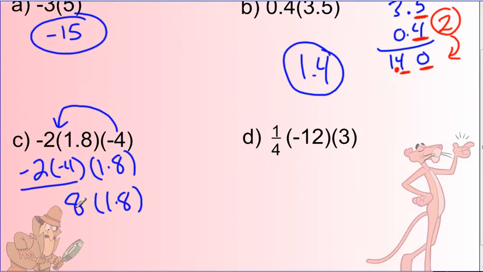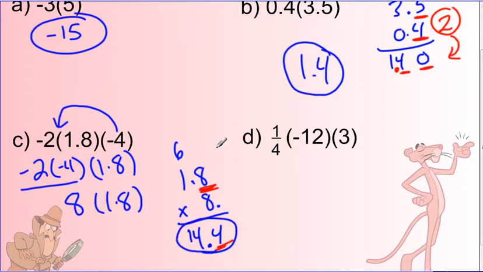So here we have 8 times 1.8. So 1.8 times 8. Notice my decimals are not lined up. It makes no difference when you're multiplying. You just multiply. 8 times 8 is 64. 8 times 1 is 8, plus 6 is 14. Now, there is one number after the decimal in the problem, so one number after the decimal in the answer, which gives us 14.4, and the signs are the same, so it's a positive 14.4.